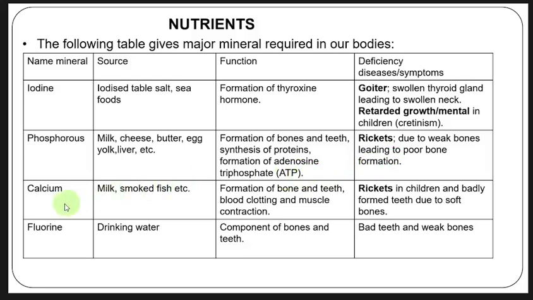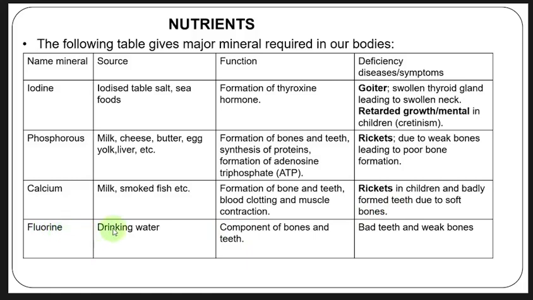All right, so another mineral salt required by our body is calcium, and it comes from milk, smoked fish, etc. And its function also is in the formation of bone and teeth, and also blood clotting and muscle contraction. So it helps in the formation of bone and teeth, blood clotting, and muscle contraction. And its deficiency in our body results also in rickets in children and badly formed teeth due to soft bones.